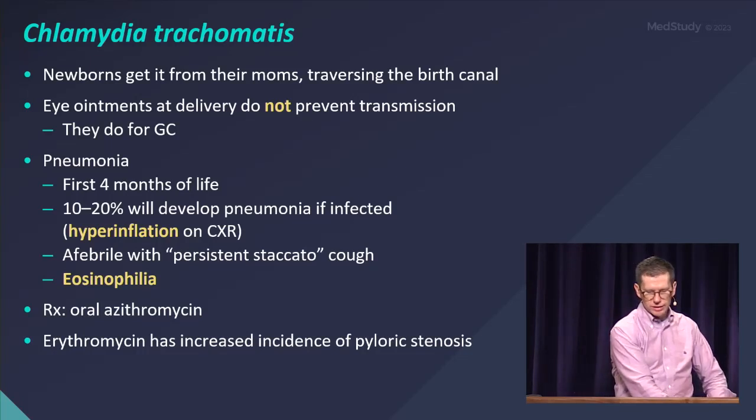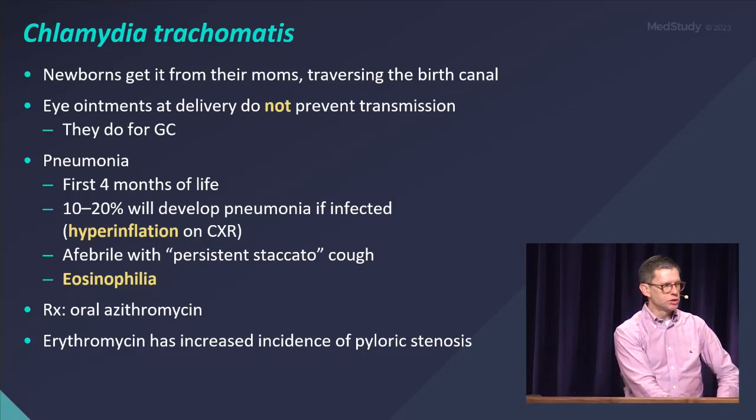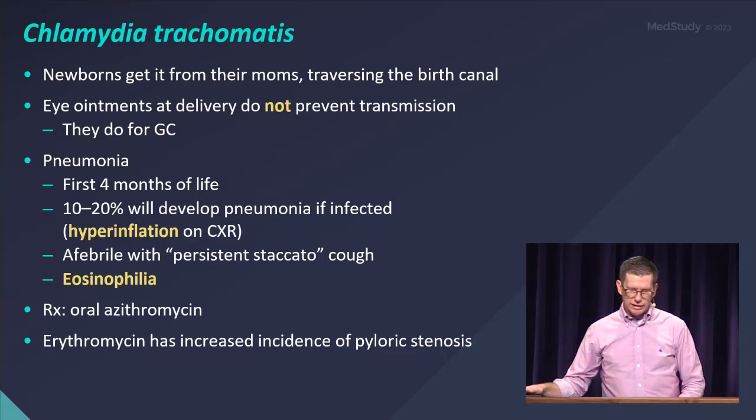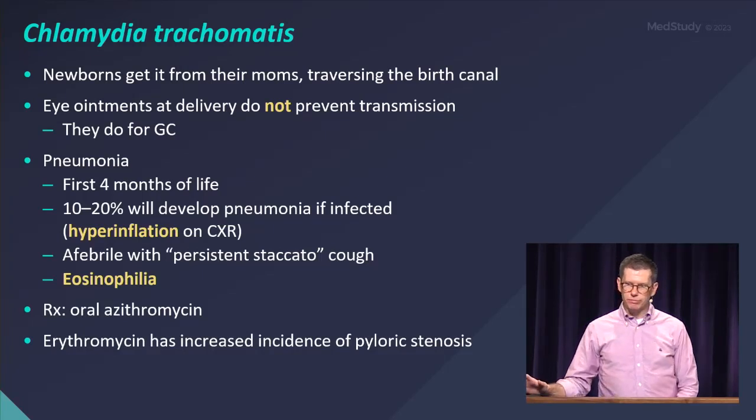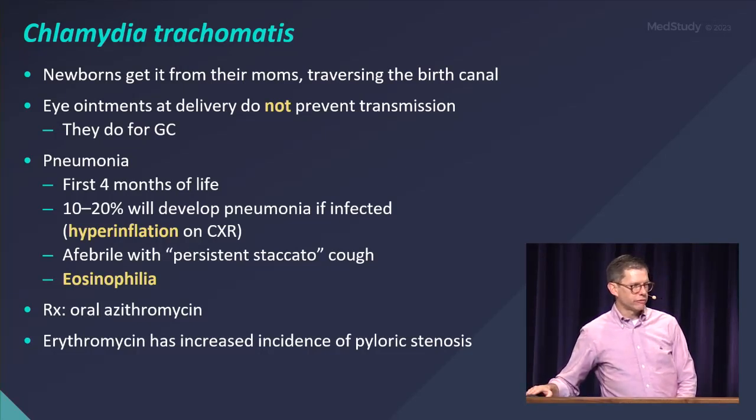Chlamydia trachomatis. So this is something that newborns get from their moms traversing the birth canal. Eye ointments at delivery do not prevent transmission like they do for gonorrhea. For Chlamydia trachomatis, you're going to have manifestations in the first few months of life. You can have pneumonia, and the chest X-ray they might give you has hyperinflation. The other thing they're going to mention is eosinophilia in the first 6 months of life. With a kid consistent with pneumonia, you want to think about Chlamydia trachomatis.